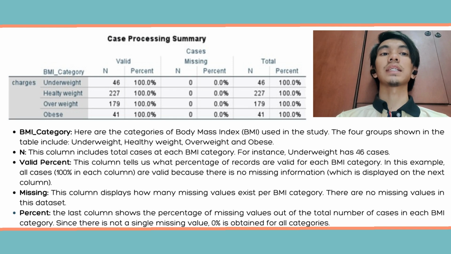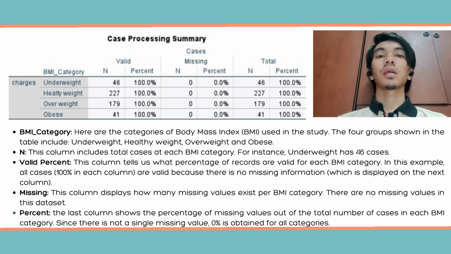For instance, underweight has 46 cases, healthy weight has 227, overweight has 179 cases, obese has 41 cases. The valid percentage column tells us what percentage of records are valid for each BMI category. In this example, all the cases, 100% in each column, are valid because there is no missing information. And for the missing column, this displays how many missing values exist in each BMI category. So there is no missing value in this dataset. That's all from me. I will pass to another presenter.